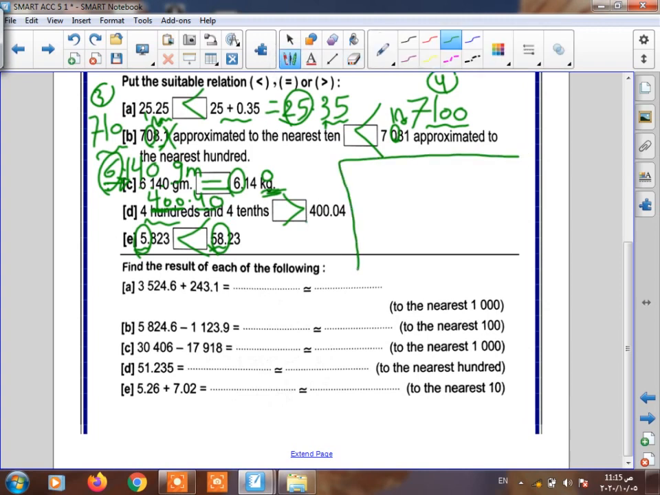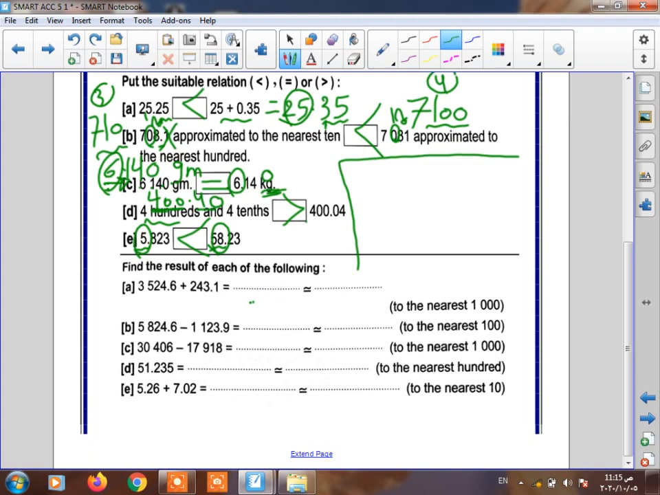Okay, find the result of each of the following. 3,524.6 plus 243.1. I must find the result, then approximate. Don't find the result and forget the approximation. Okay, it's so important to arrange the two numbers under each other right. How can I make it?